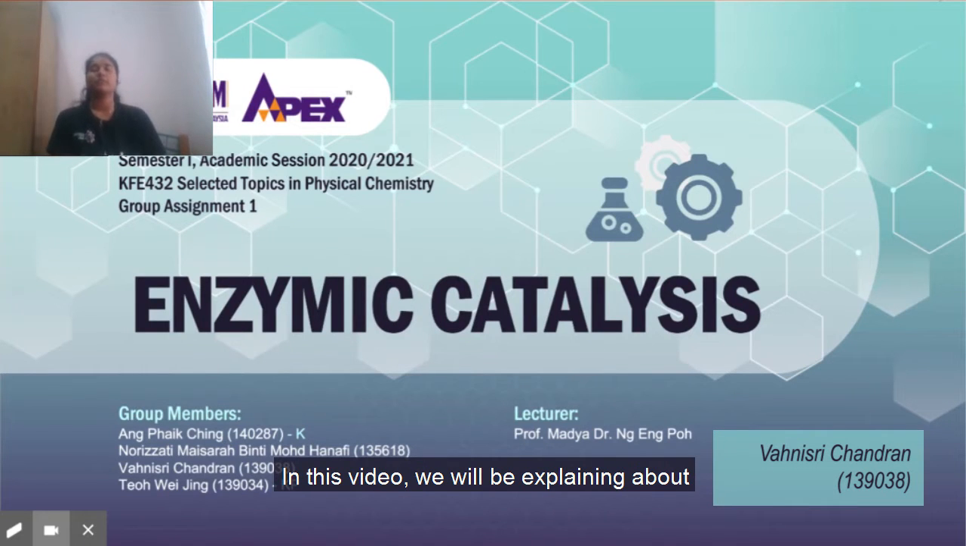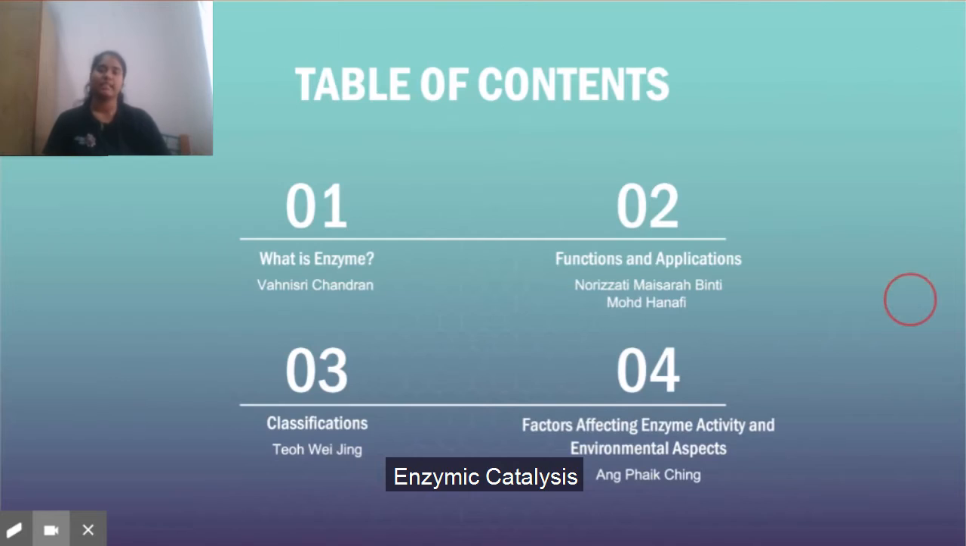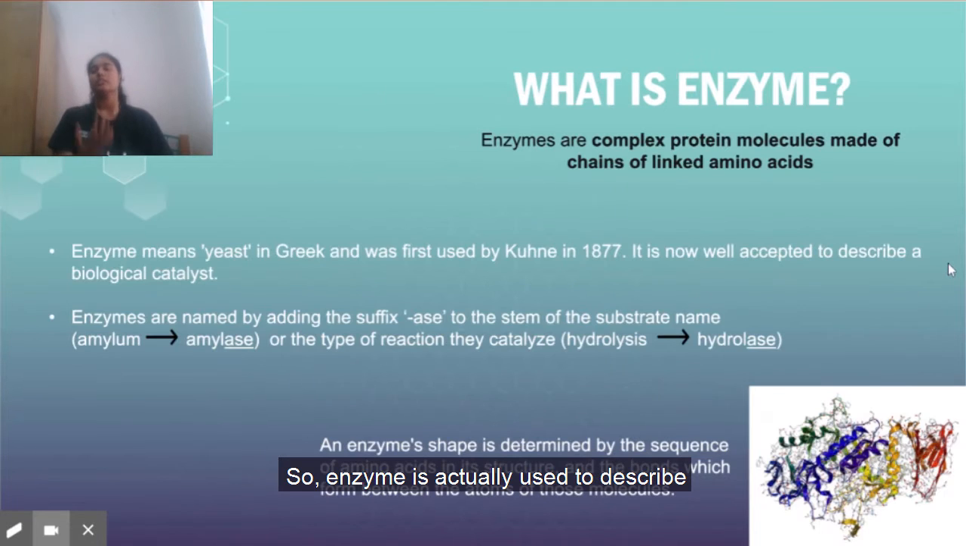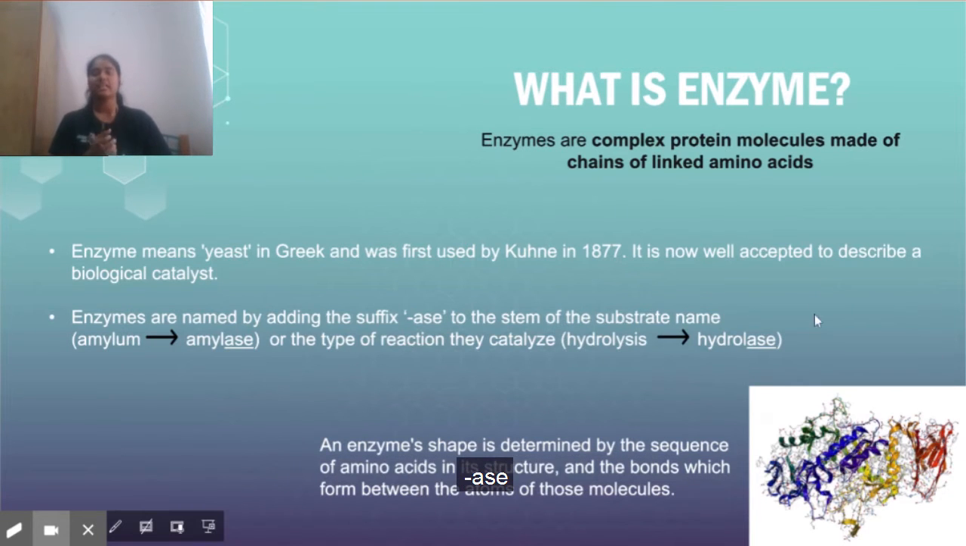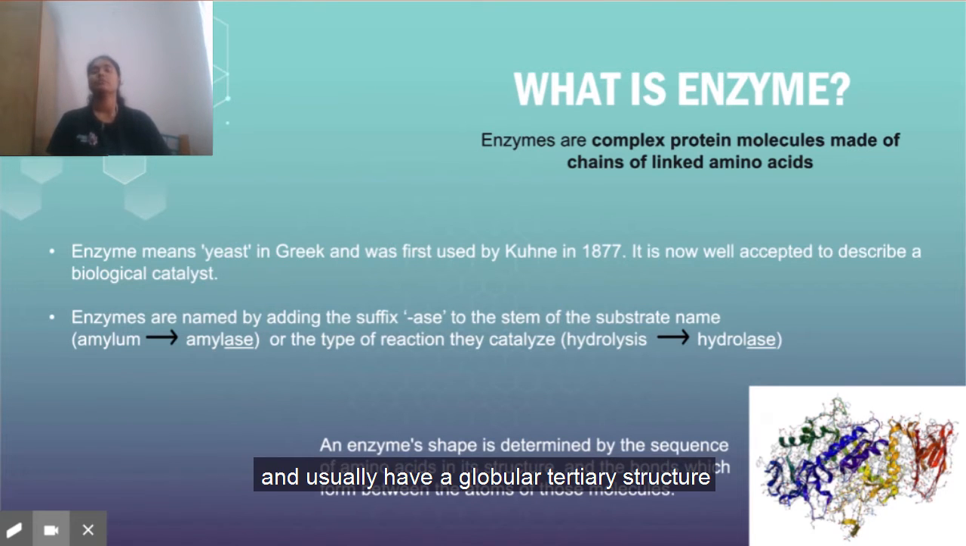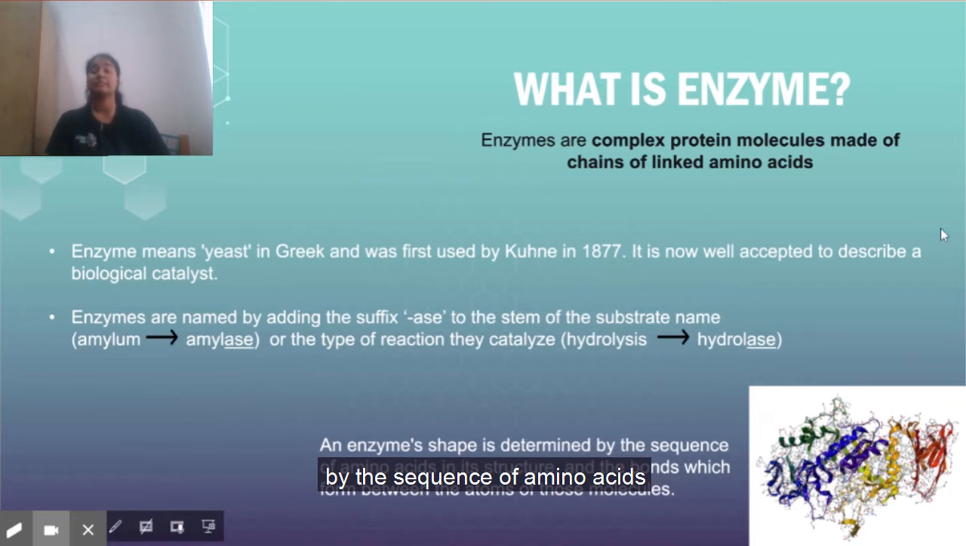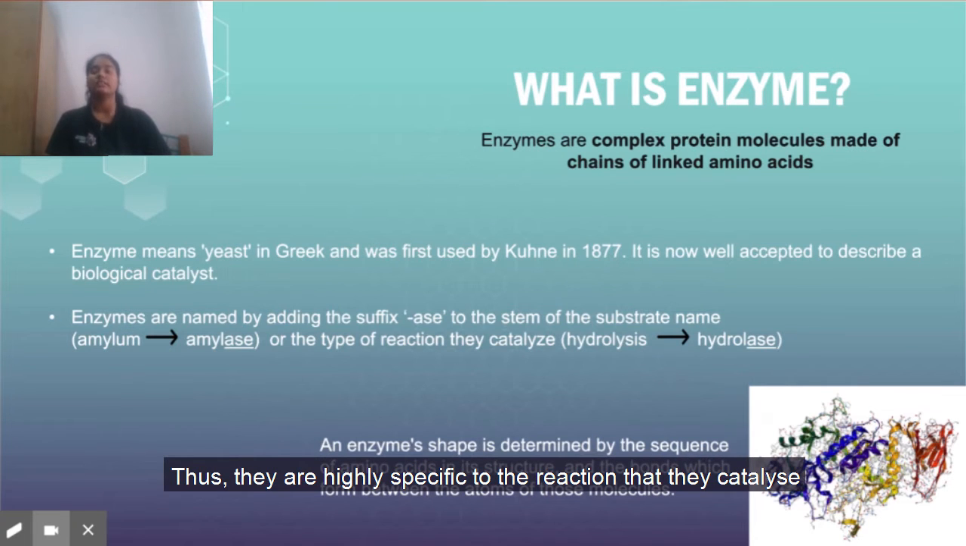In this video, we will be explaining about enzymic catalysis. So enzyme is actually used to describe a biological catalyst where enzymes are named by adding the suffix "ase" to the name of the substrate that they modify or the type of reaction that they catalyze. Enzymes are proteins and usually have a globular tertiary structure where the shape is determined by the sequence of amino acids. Thus, they are highly specific to the reaction that they catalyze.